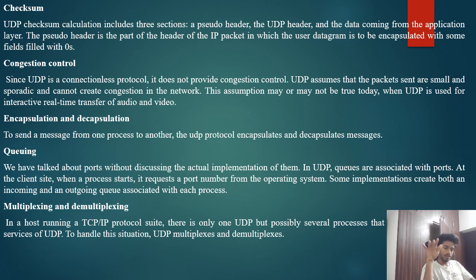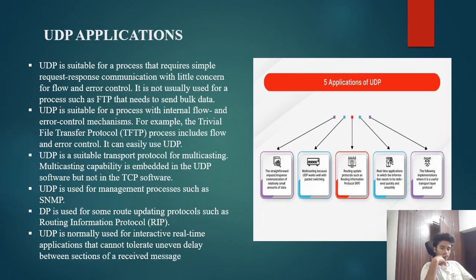So guys, moving on to the next slide. So what are the applications of UDP? UDP is suitable for a process that requires simple request-response communication with little concern for flow and error control. It is not usually used for a process such as FTP that needs to send bulk data. UDP is suitable for a process with internal flow and error control mechanisms. For example, the Trivial File Transfer Protocol, in short known as TFTP, includes flow and error control. It can easily use UDP.